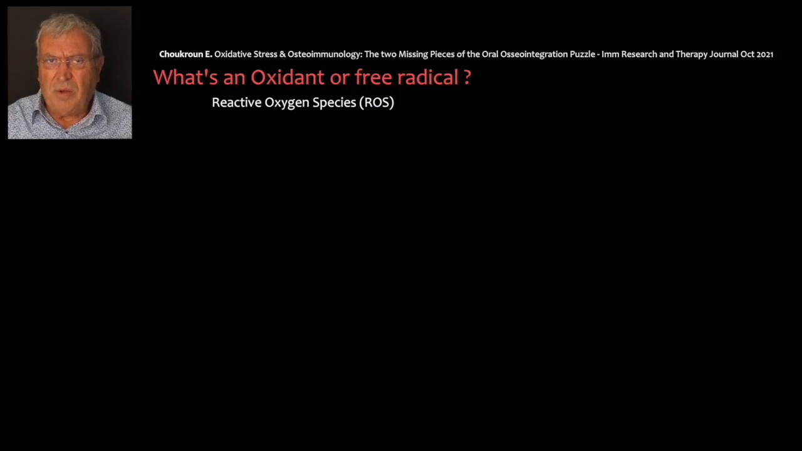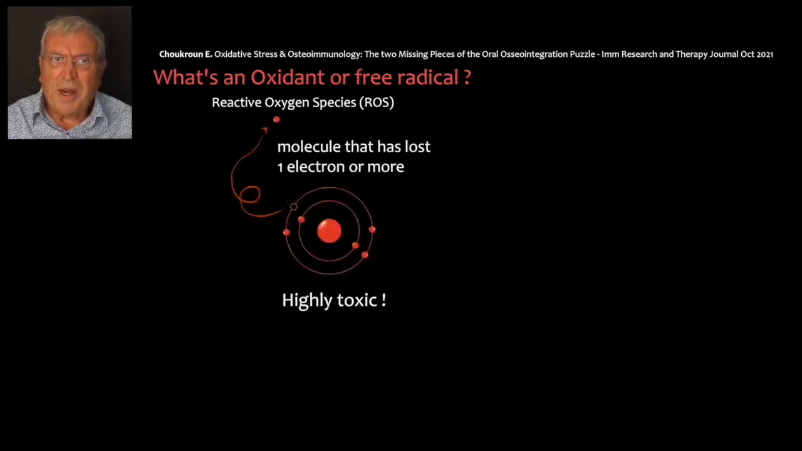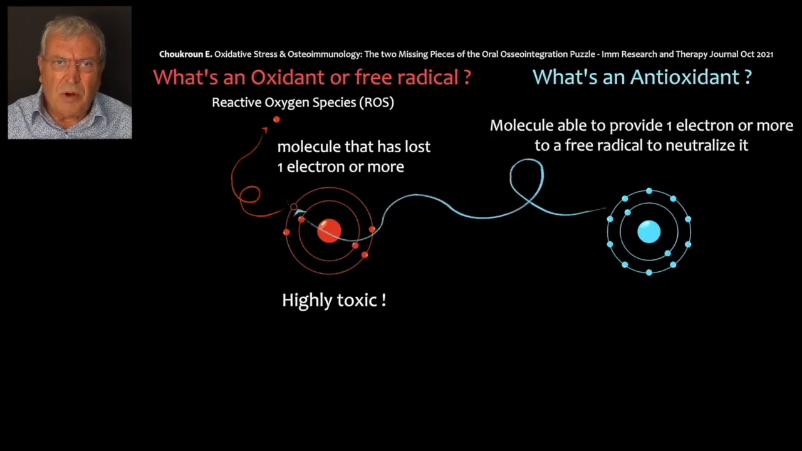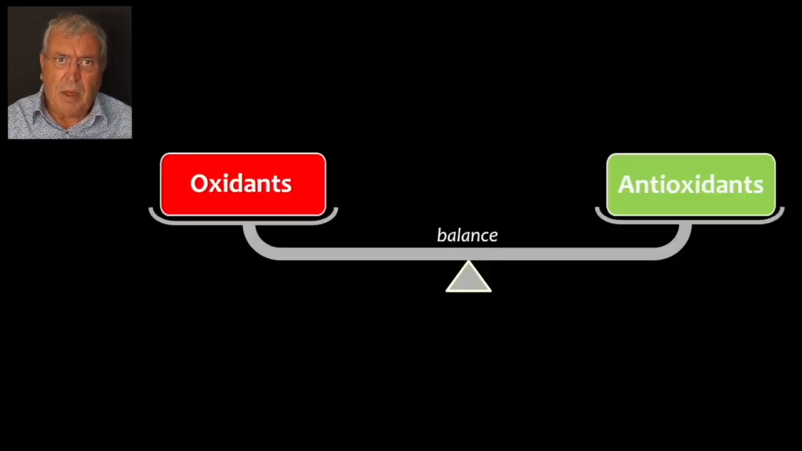What's an oxidant? We name them free radicals, also reactive oxygen species. It's a molecule that has lost one electron or more. It's highly toxic. What's an antioxidant? It's a molecule able to provide one or more electrons to a free radical in order to neutralize it. And then you understand that we need to have a balance between oxidant production and antioxidant production.